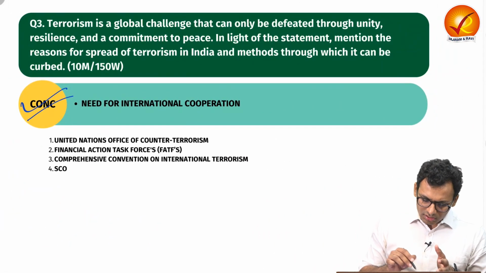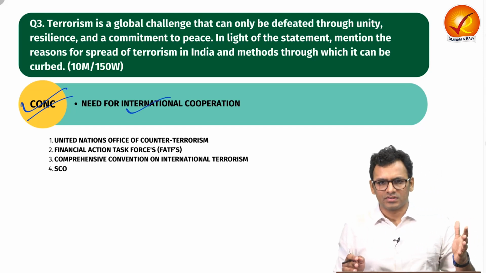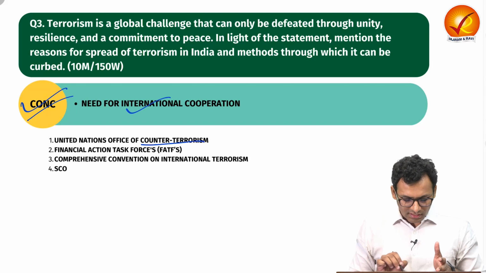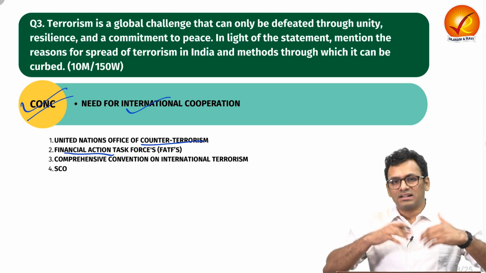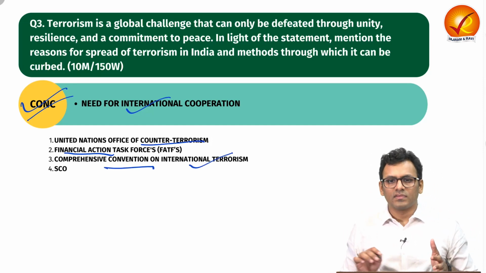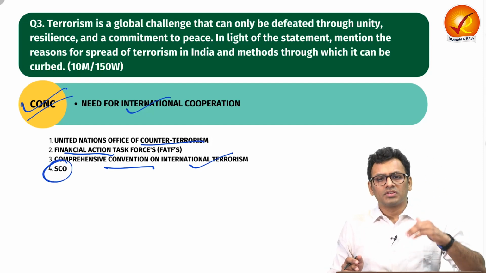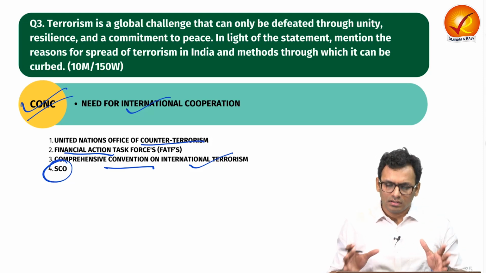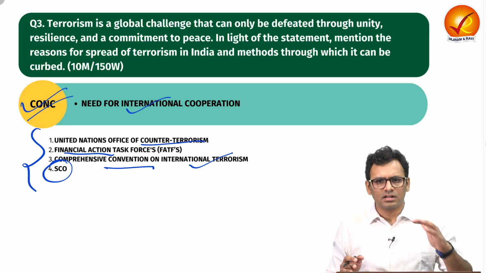In the conclusion, you have the opportunity to talk about how there is a need for international cooperation. You can talk about institutions like the United Nations Office of Counter-Terrorism and the Financial Action Task Force. You can also talk about certain drafts that have been in place, like the Comprehensive Convention on International Terrorism. And you can also talk about regional groupings like SCO. SCO, through RATS, is also focused on tackling terrorism in the region. So these are the points that you can write in your conclusion.